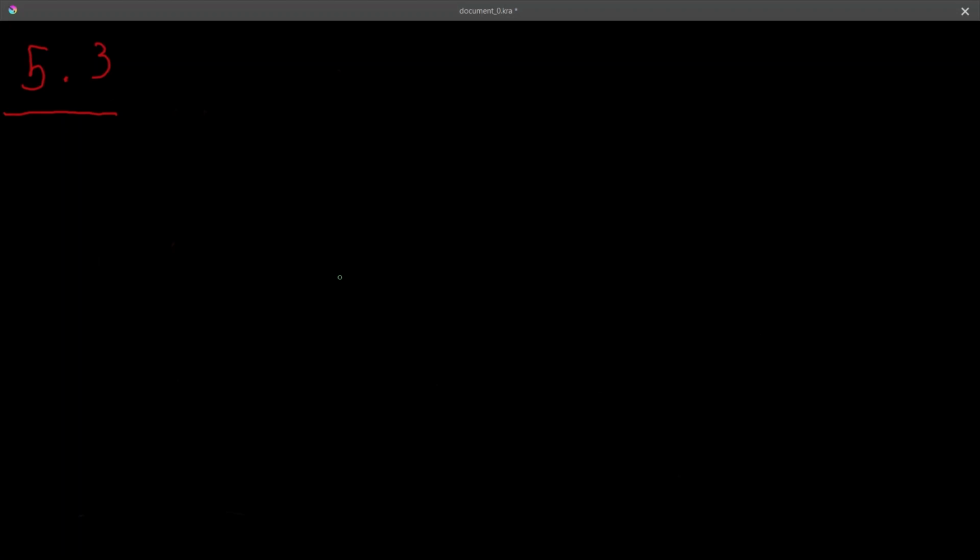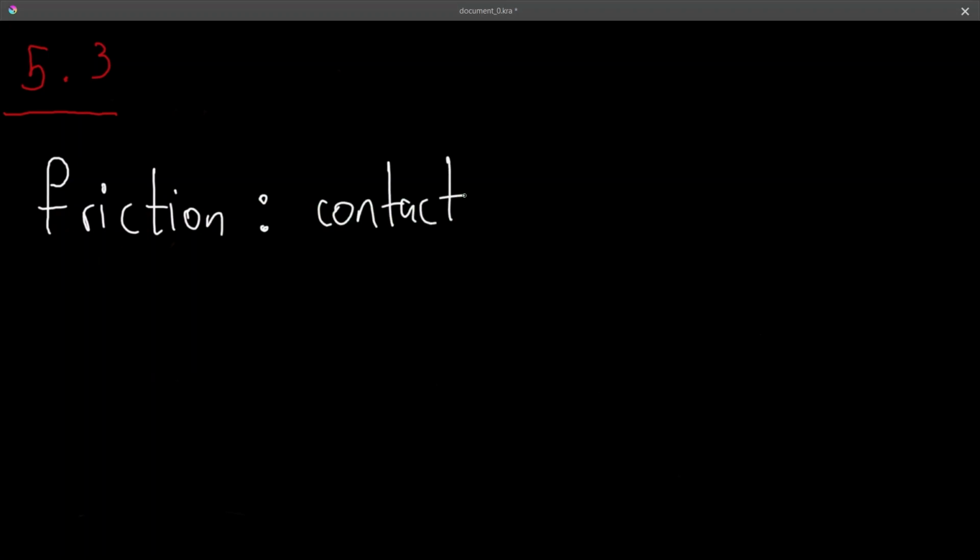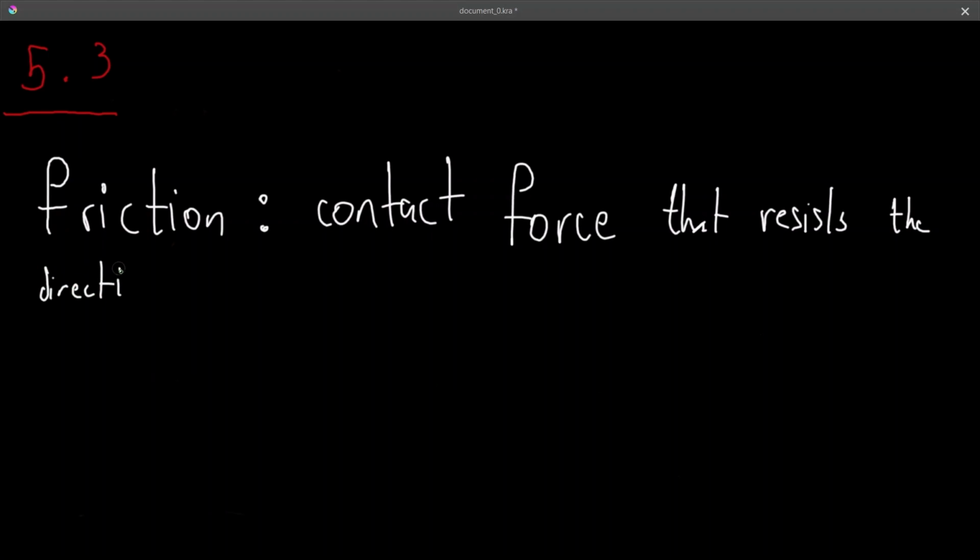Lesson 5.3, friction. Okay, so first let's start by defining friction. Friction is a contact force, right? All that means is it happens between two surfaces that are touching, or otherwise they're in contact, right? So friction is a contact force that resists the direction of motion, or it opposes.